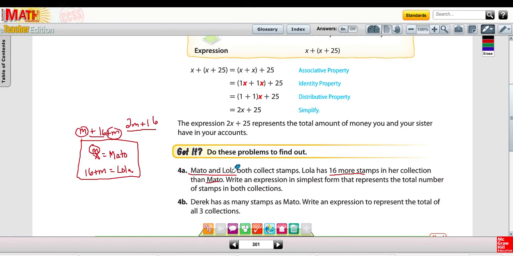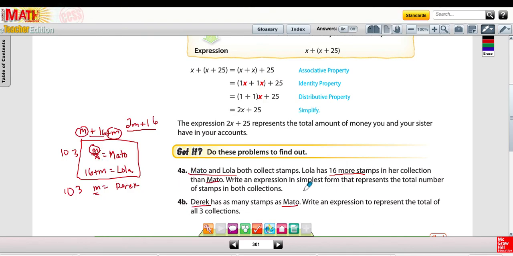Okay, that was a little bit quick, but we'll do another example here. Derek has as many stamps as Mato. Okay, so if Derek has as many as Mato and Mato is m, would you also agree that m is equal to Derek too? Isn't m equal to m? And so if Mato had 3, Derek would have 3. If Mato had 10, Derek would have 10. If Derek and Mato have the same amount, then they're going to be the same variable.